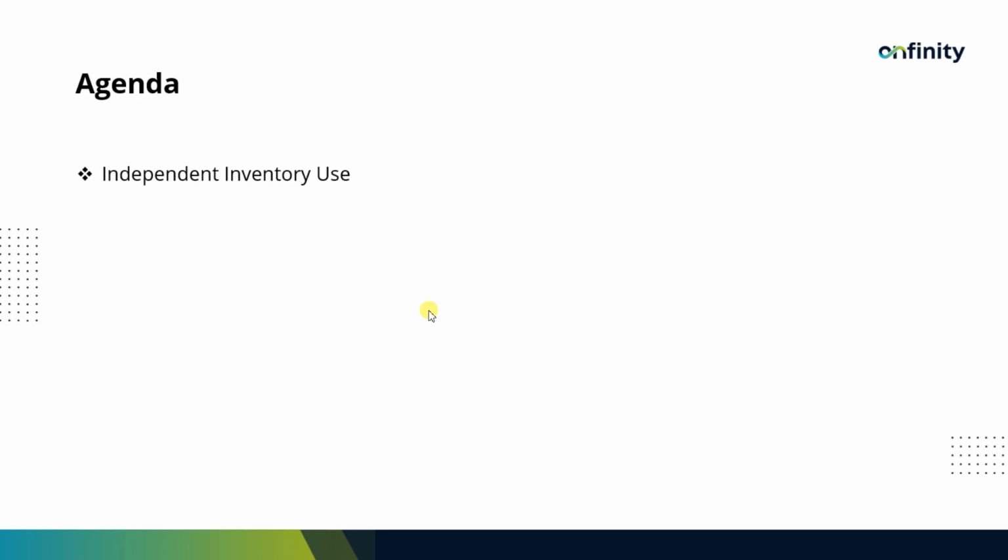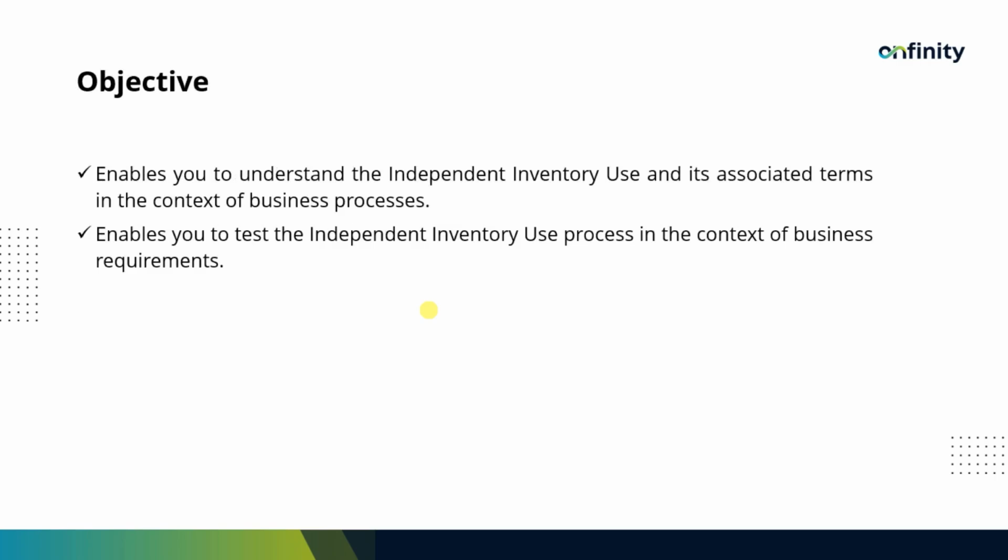We will begin by understanding what independent inventory use is and why it's important. Moving on to the objectives of this session, the objective is to enable you to understand the independent inventory use and its associated terms in the context of business processes. It also enables you to test the independent inventory use process in the context of business requirements.